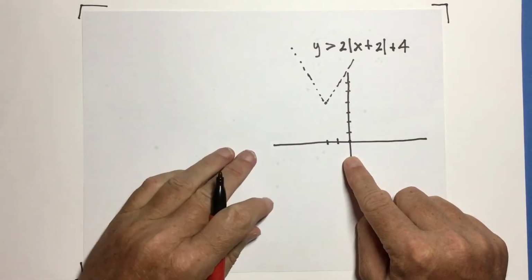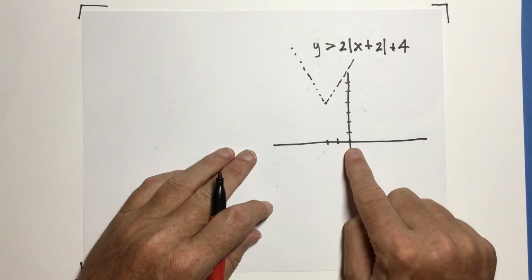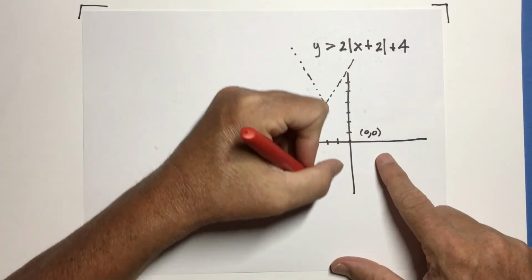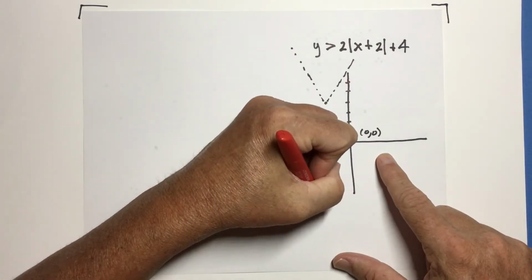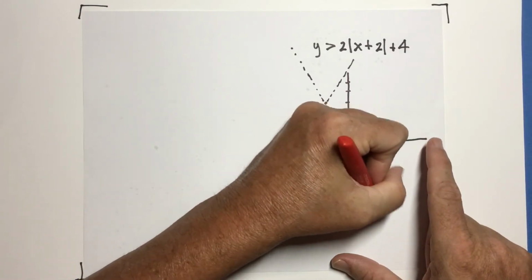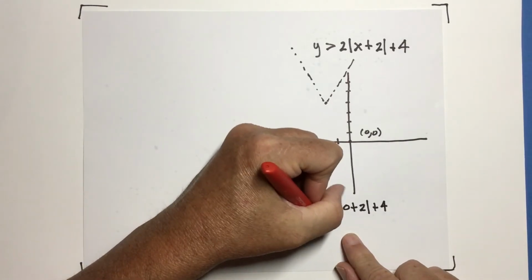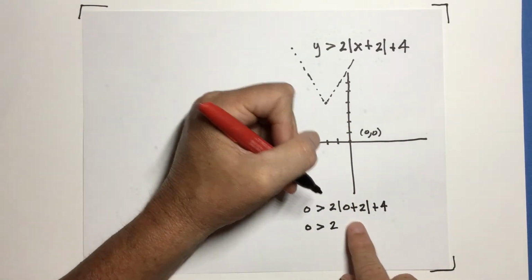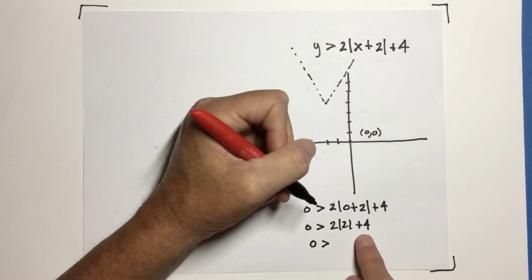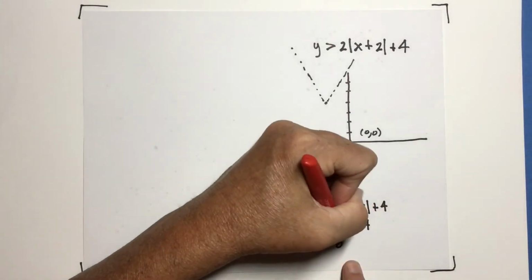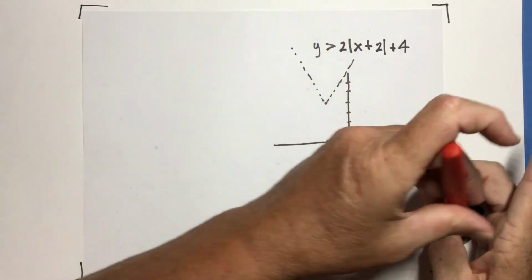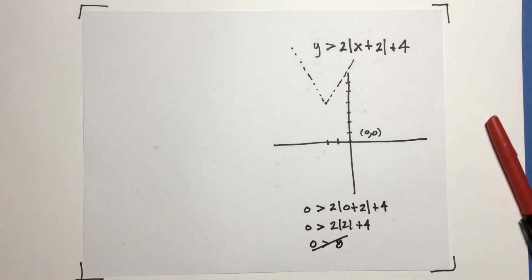Yeah, there we go. That is clearly not on my graph, so I just need to know, does this make this statement true or not? The point 0, 0. Well, let's see. When y equals 0, is 0 greater than 2 times the absolute value of 0 plus 2, plus 4? Well, is 0 greater than 2 times 2 plus 4? That means, is 0 greater than 4 plus 4, or 8? Is that true? It is not. Right? That means every point down here is not part of my solution, which means every point up there is.